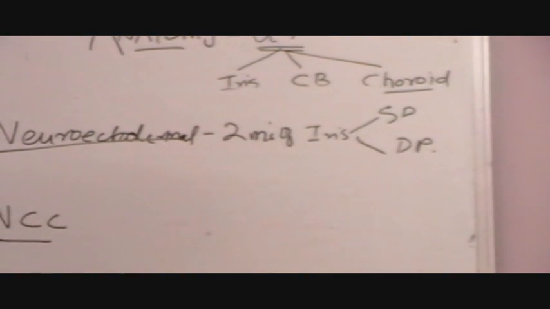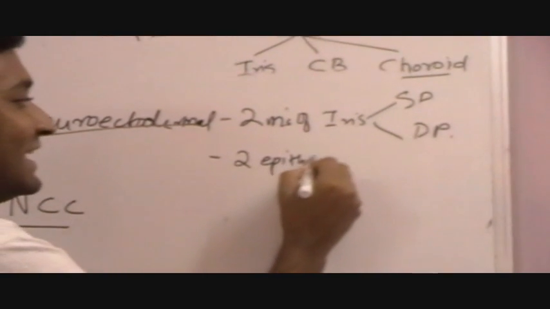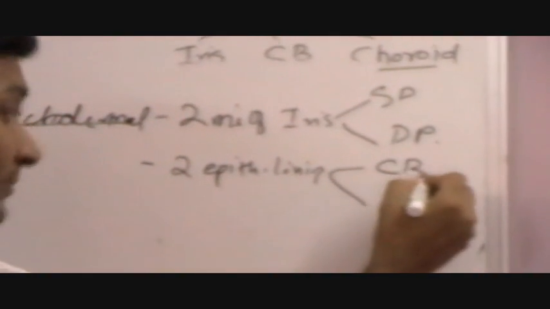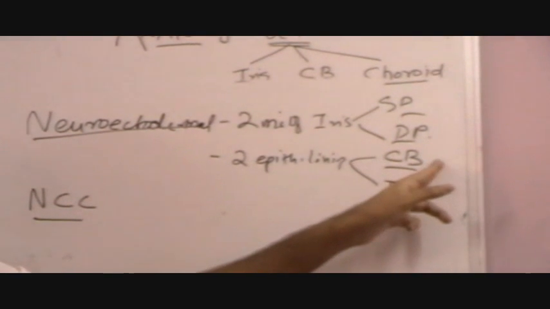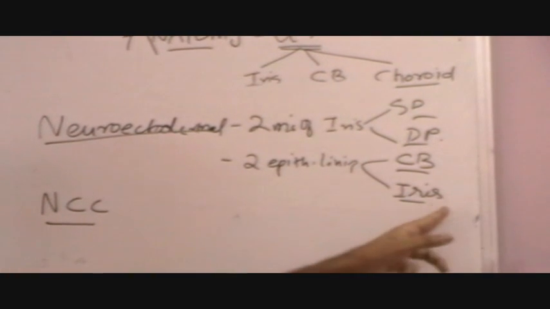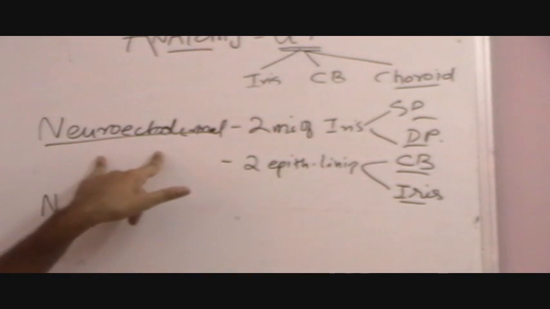And the two epithelial linings of what? Of ciliary body and iris. These parts are from neuroectoderm. Two muscles of iris, sphincter pupillae, dilator pupillae. Two epithelial linings, ciliary body epithelial lining, iris epithelial lining. Neuroectodermal derivative.